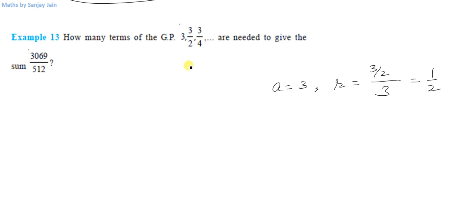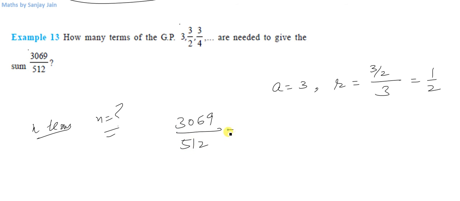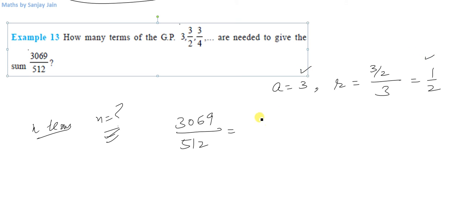Okay. And how many terms are required? Let us say n terms are required. Now I just need to find value of n. Okay. And what is the sum? Sum is 3069 by 512. 3069 by 512. This is sum of first n terms of the GP with first term as 3 and common ratio as 1 by 2.